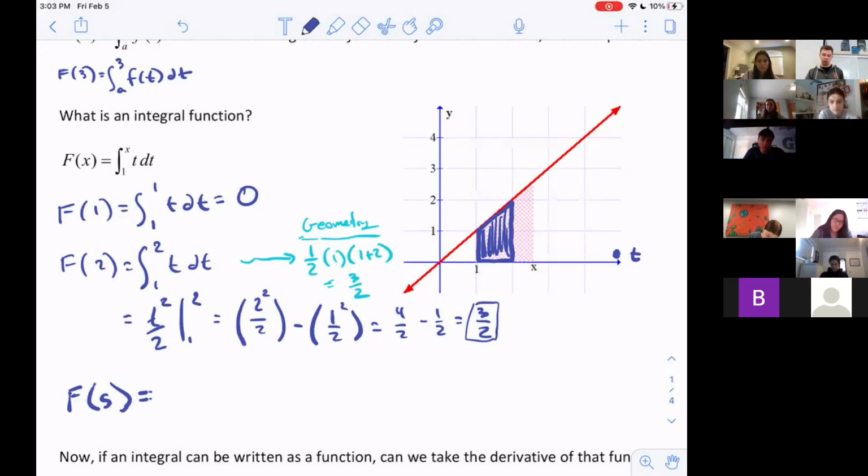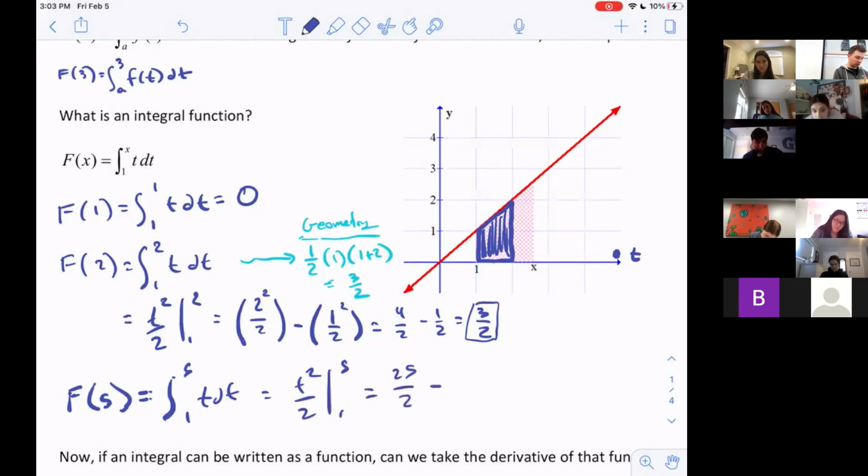Lots of good answers. I think everyone I've seen is correct. And that's the key here. It's the integral from 1 to 5 now of t dt. Evaluate that. T squared over 2 from 1 to 5. So 25/2 minus 1/2. That's 24/2, which is 12.